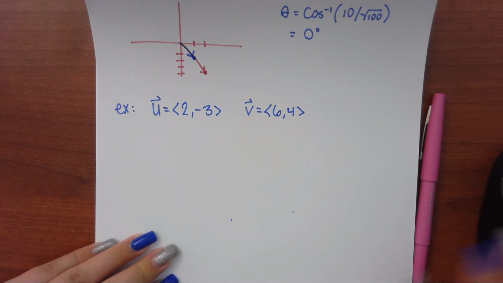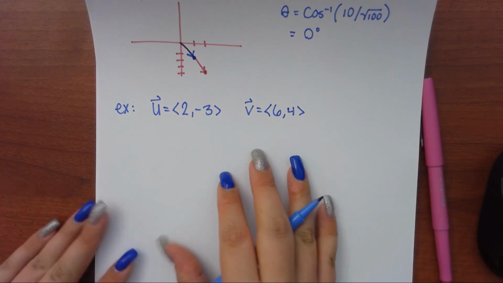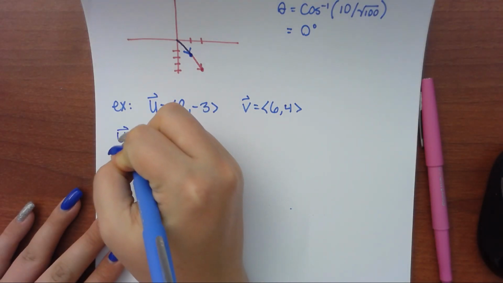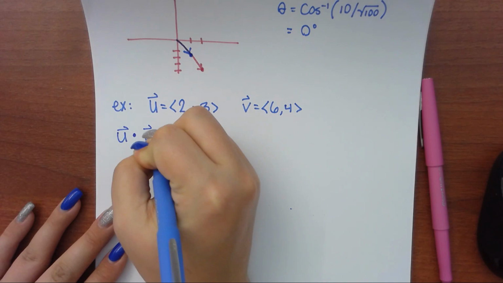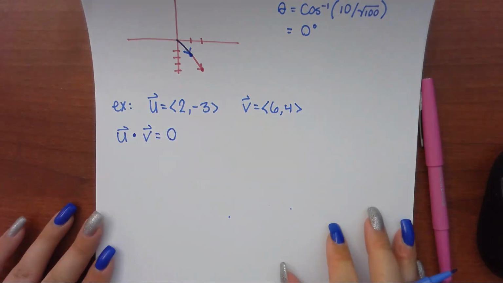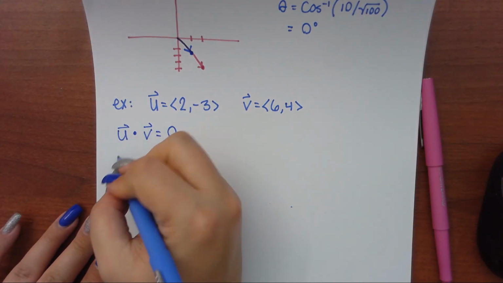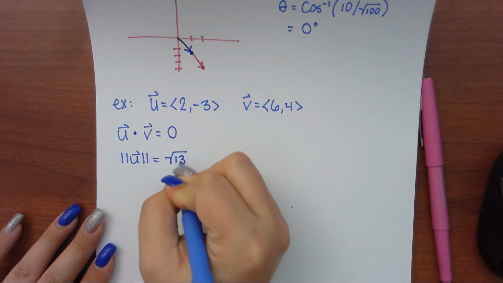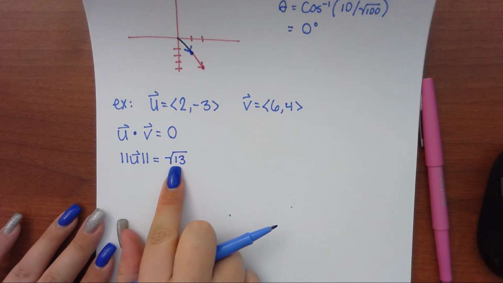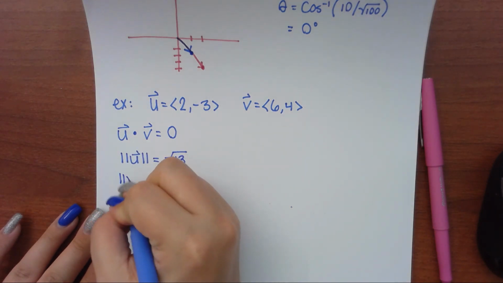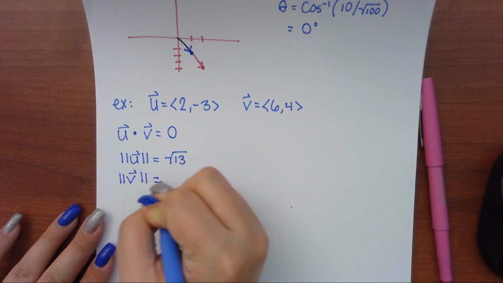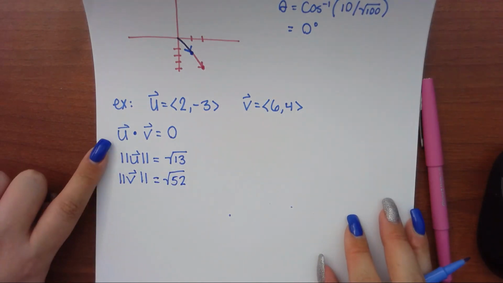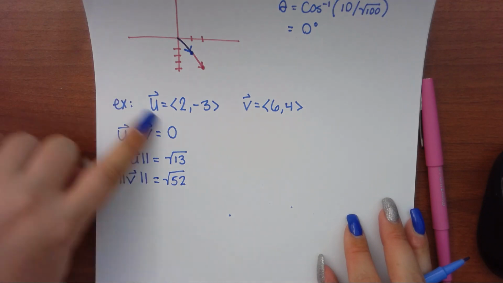Okay, so for this example, I'm going to go through it again real quick. I'm not going to go through the steps. We're just going to show you really quick what these all give you. So the magnitude of u will give me the square root of 13. The magnitude of v is going to give me the square root of 52. You can go ahead and try this problem if you want to. And my dot product should give me 0. So those are all the things that I need. I know how to calculate them.